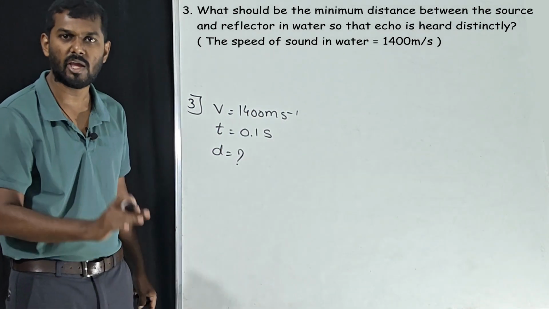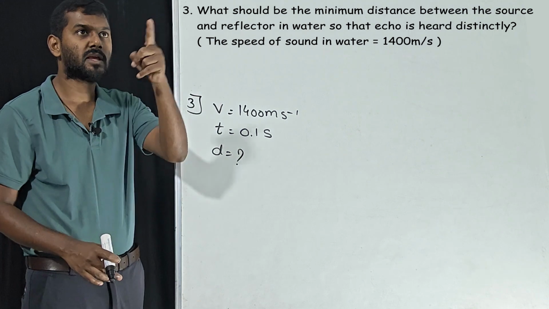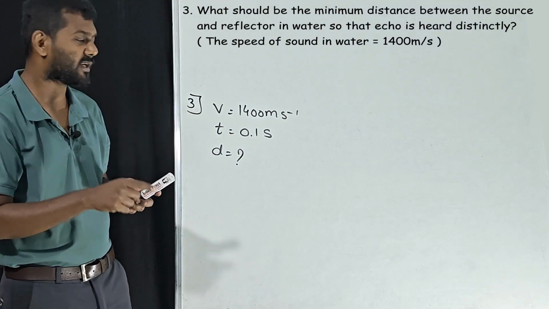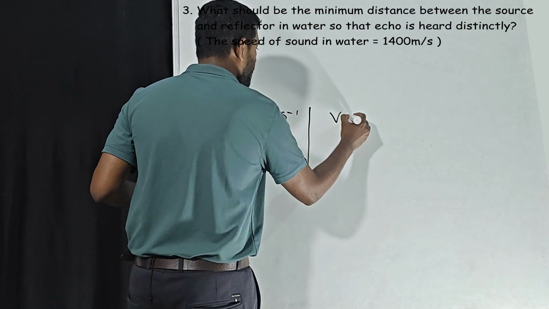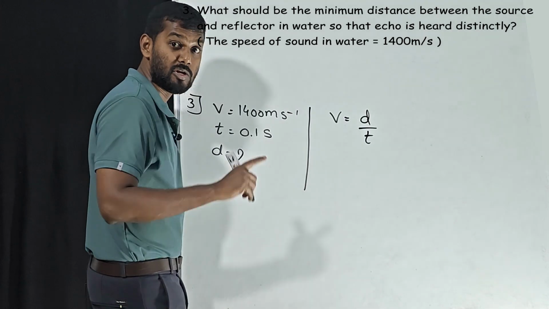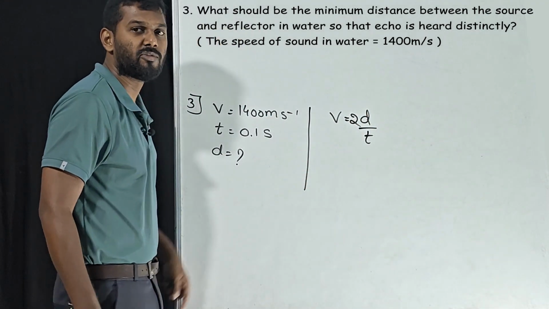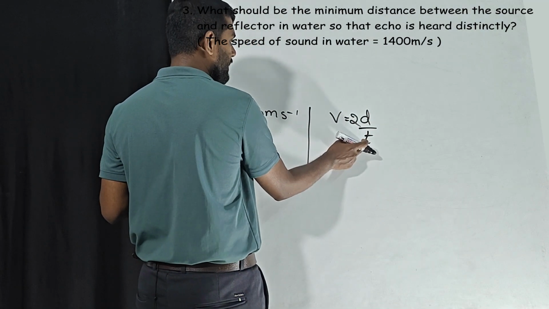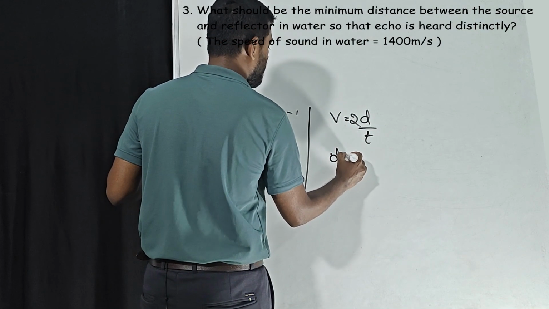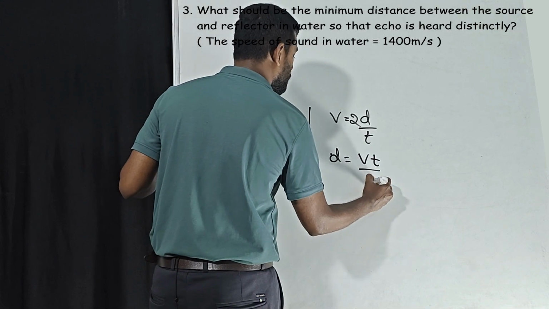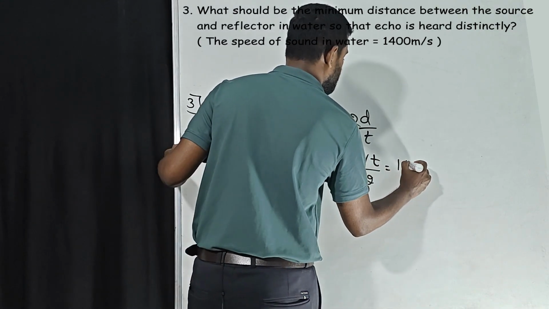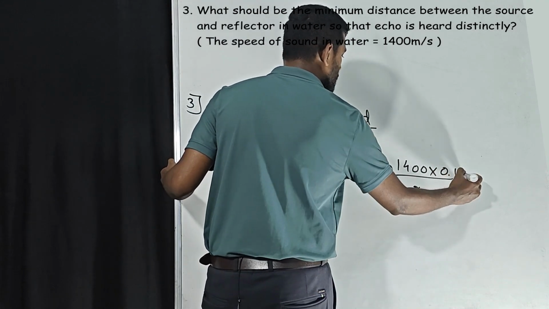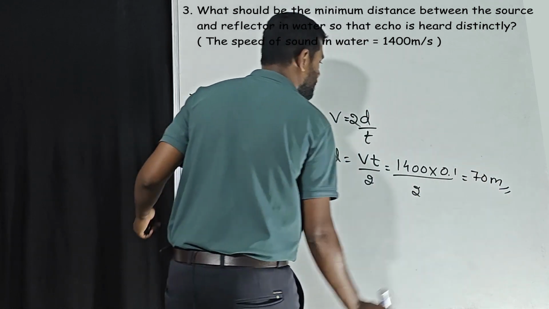Is this related to echo? Going forward and coming back. See, in the question they have mentioned the echo is heard distinctly. So this question is about echo, correct? So the formula will be V is equal to D by T, correct? No, it is 2D by T. If it is related to echo, it is 2D by T. So again we have to find the distance, taking 2 and T to that side. So D is equal to Vt by 2. Substitute the values: 1400 into 0.1 divided by 2. So this will be 70 meters.